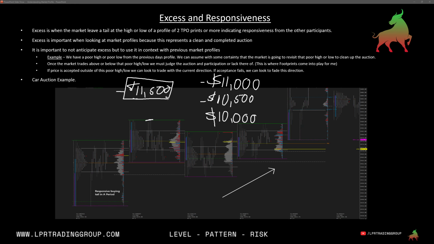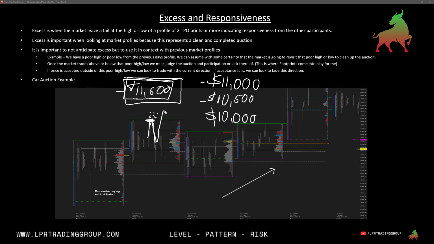The auction is incomplete. There are disgruntled buyers here that were willing to pay $12,000, $12,500 for the car, but the auctioneer didn't give enough time for anyone to raise their bid and bid higher. Okay? That's how you can think of this poor high. As soon as we get rejected here, you can think of participants willing to aggressively buy and passively sell above these areas.